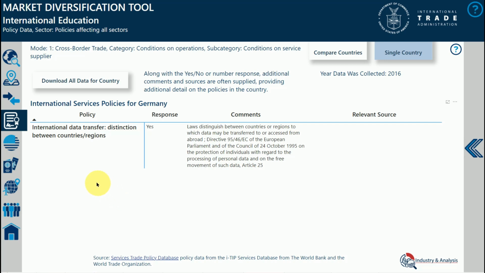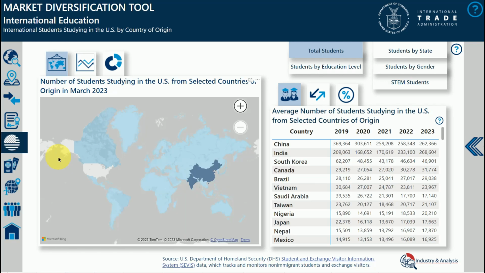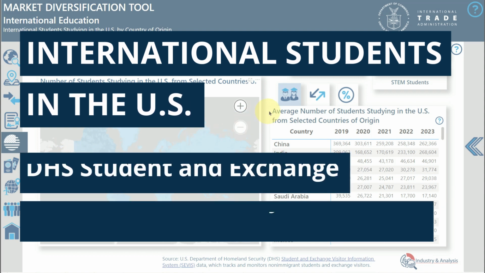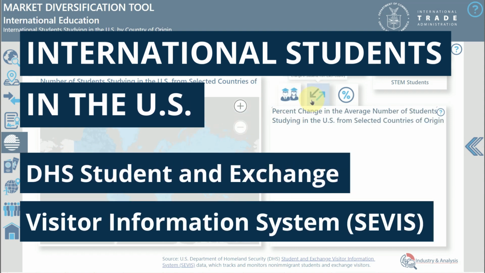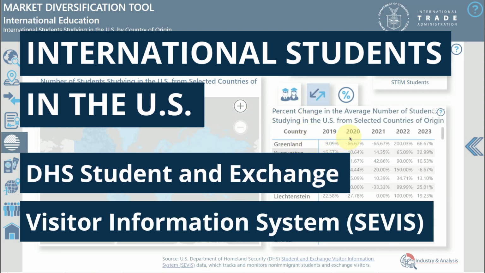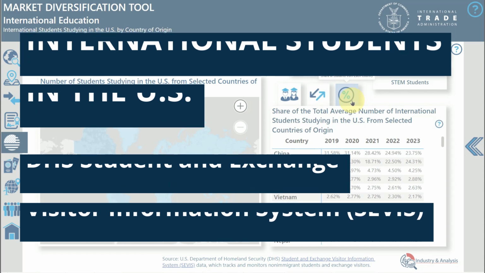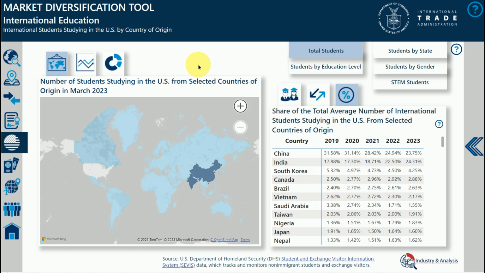The fifth button will take you to a section with data on the number of international students in the United States. This data comes from the Department of Homeland Security's Student and Exchange Visitor Information System, which tracks and monitors non-immigrant students and exchange visitors in the United States. You can look at this data in several ways.